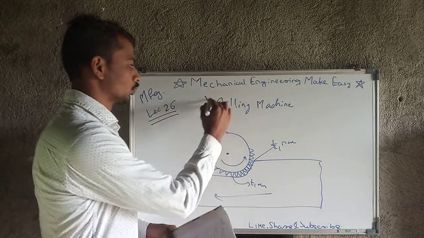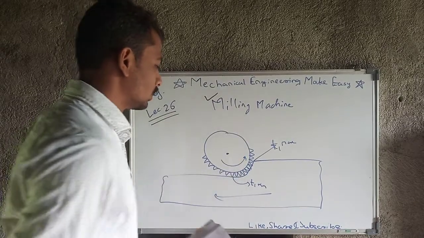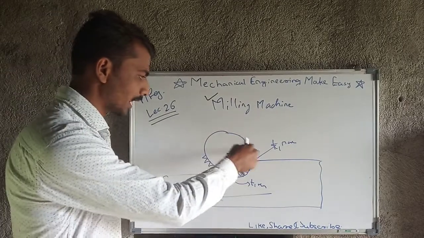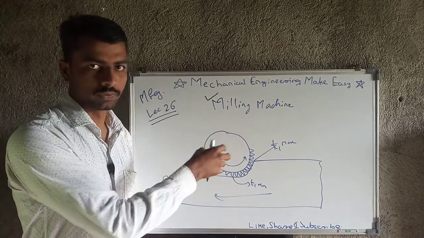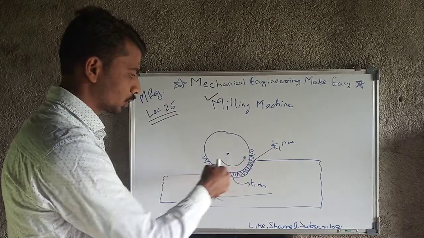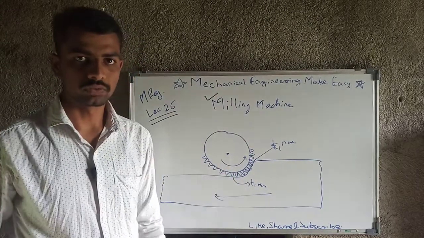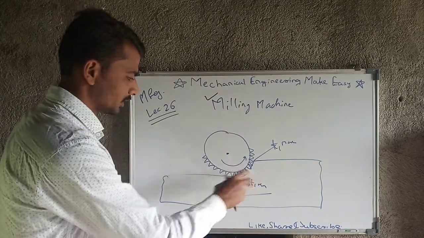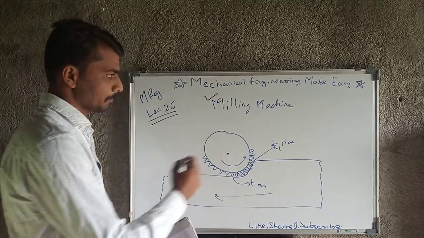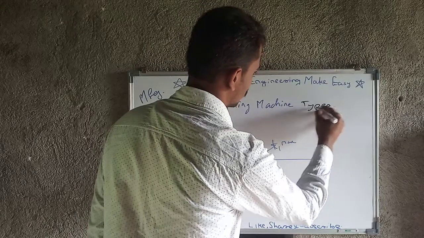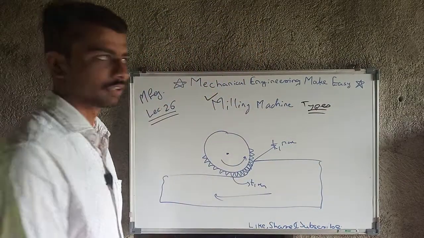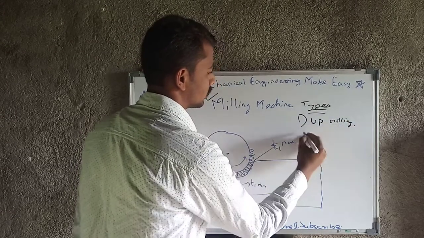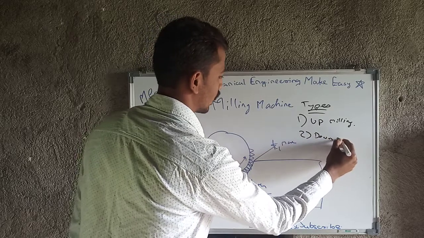So let's move towards our main topic, that is nothing but milling machine. What is a milling machine? A revolving cutter will be there. That cutter will have a number of tools at the circumference of that revolving cutter, and with the help of those tools the material removal process will happen. This is the basic principle of milling machine. And there are types of milling. First is up milling or conventional milling, and second is down milling.